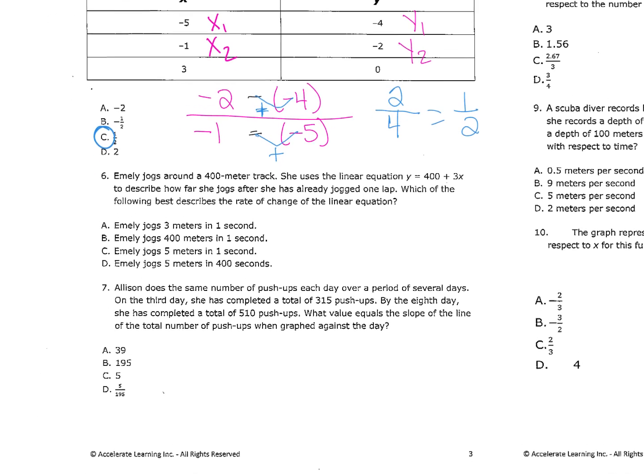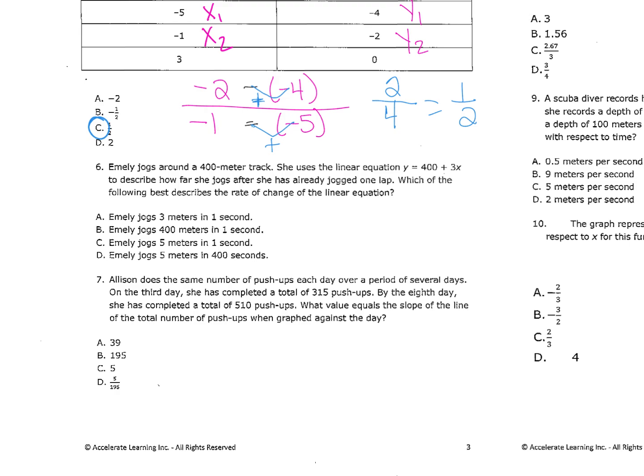Okay. Number 6, we're back to an application. So Emily jogs around a 400-meter track. She uses the linear equation, y equals 400 plus 3x. I'm hoping you've already picked up that this is y equals mx plus b. They just flipped the order of the slope and the y-intercept. Remember, slope is always attached to the x variable.